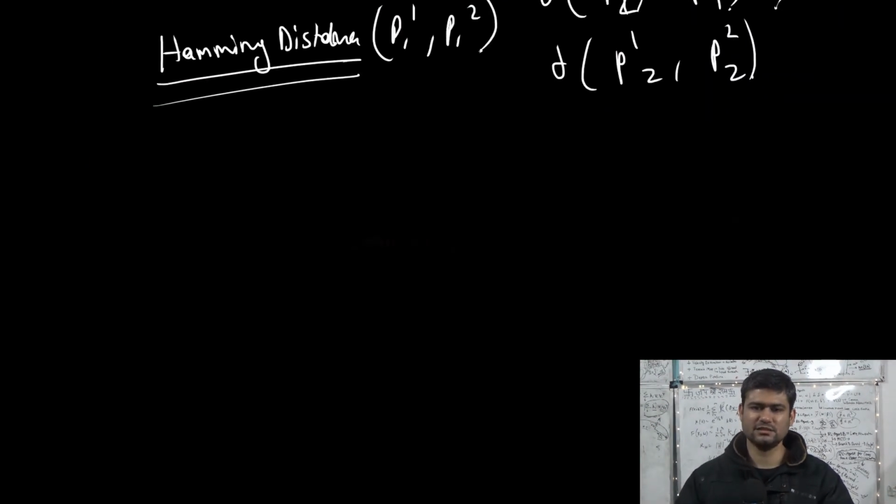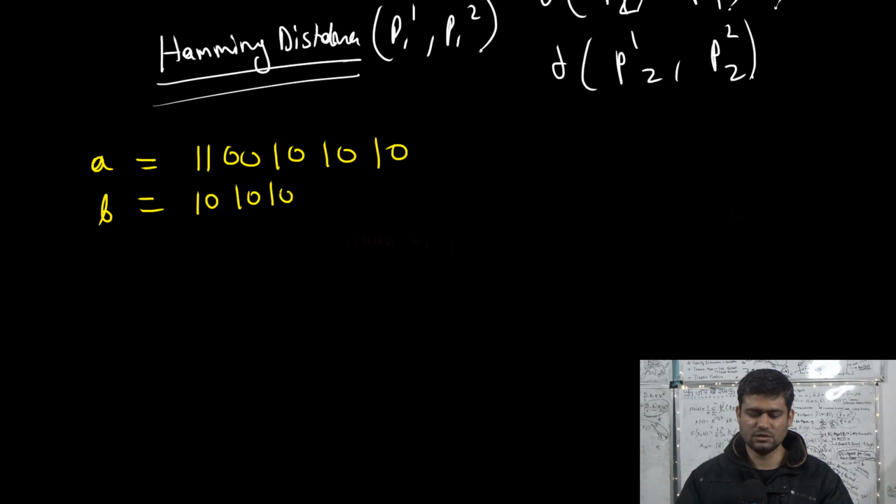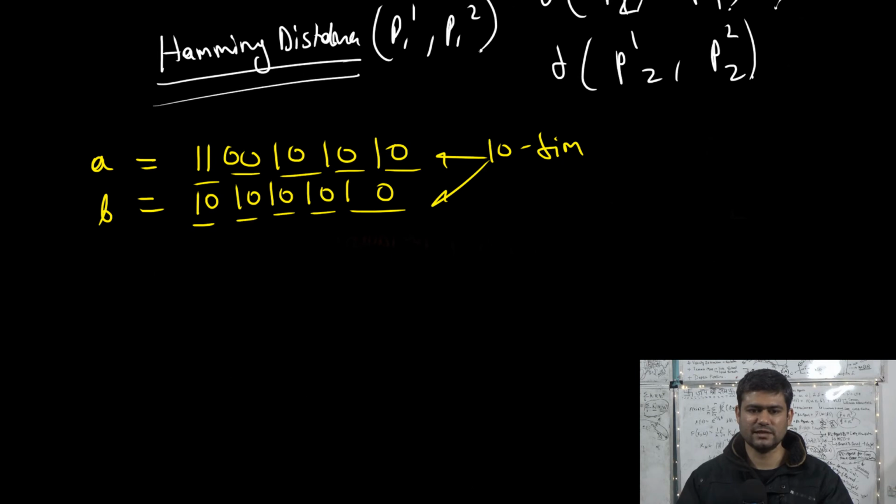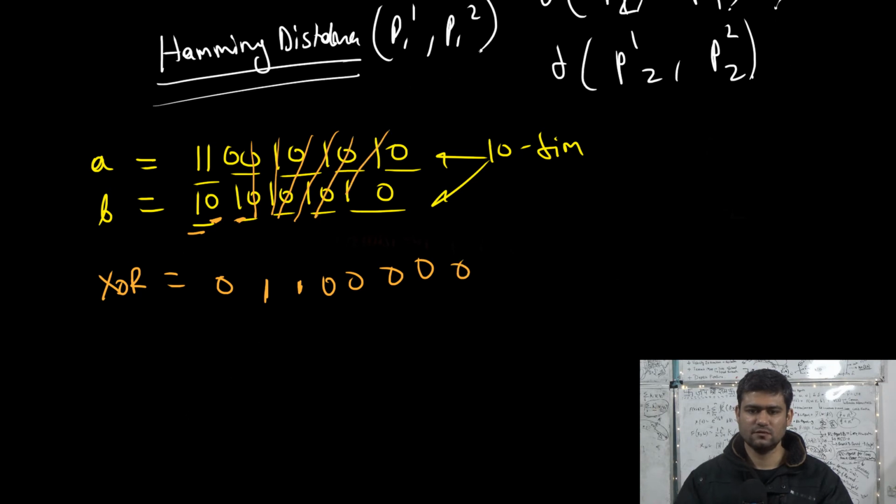In case you have forgotten, the Hamming distance between two different binary vectors can be computed as follows. Let's suppose we have two different binary vectors or bit strings. We have bit string A, let's suppose 1100101010, and we have another bit string B, 10101010. So we have 10 dimensional bit strings A and B. The Hamming distance is given by first taking the XOR. So we perform the XOR operation, which gives us 0, 1, 1, and then 0, 0, 0, 0, 0, 0, 0. So the resulting bit string has two ones, and thus the Hamming distance of A and B is equal to 2.